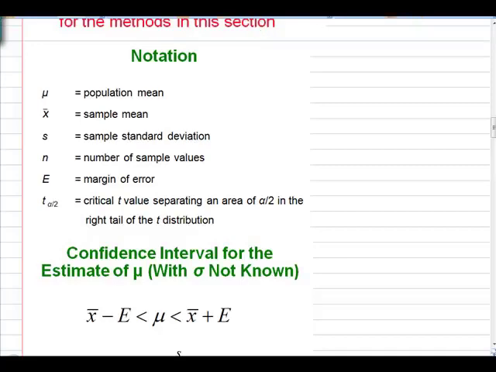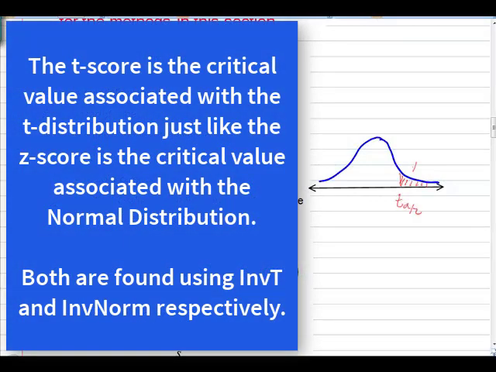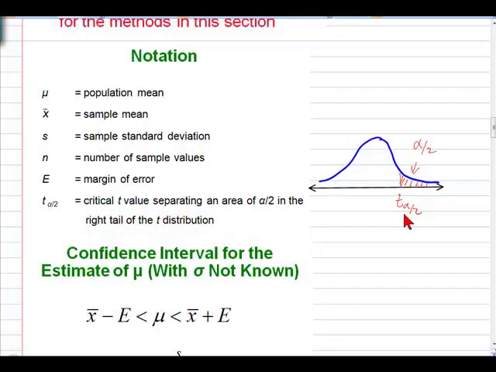So just like with the normal distribution, we're going to draw a symmetric bell shape, and t sub alpha over 2 is going to be our critical value that separates this size of alpha over 2 on the right hand tail of the test. It's got to be a positive value. T-scores are like Z-scores. They're both positive and negative. And if we just use the inverse T, we would end up with a negative value.